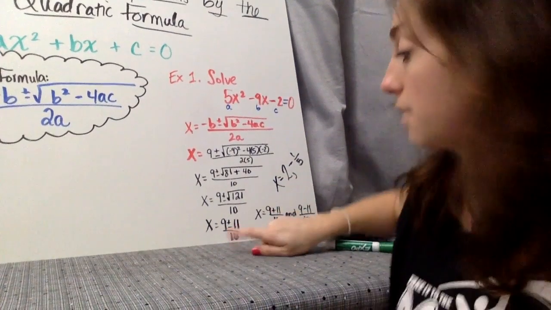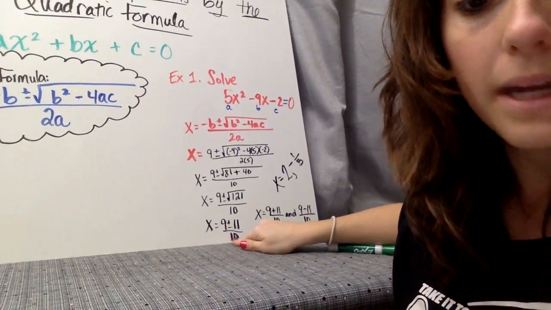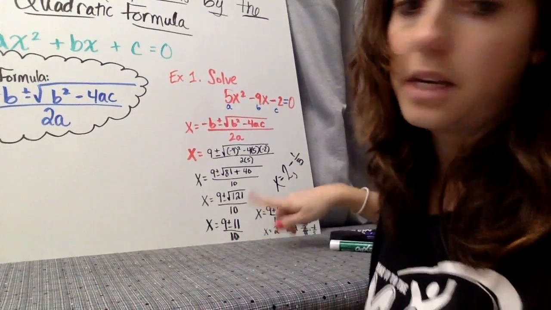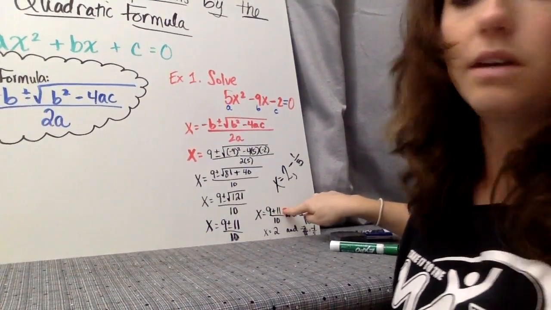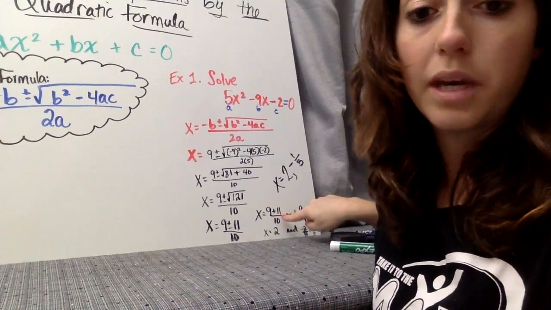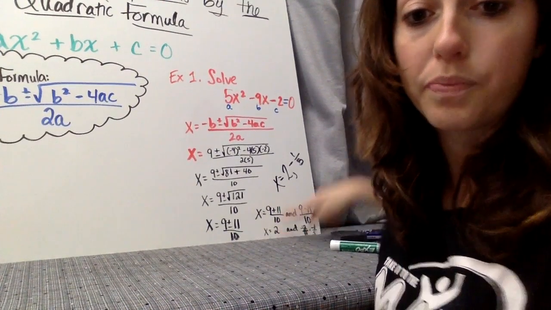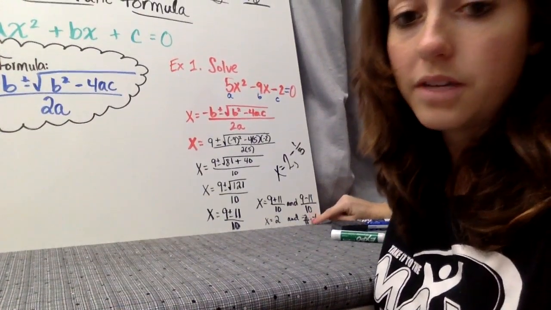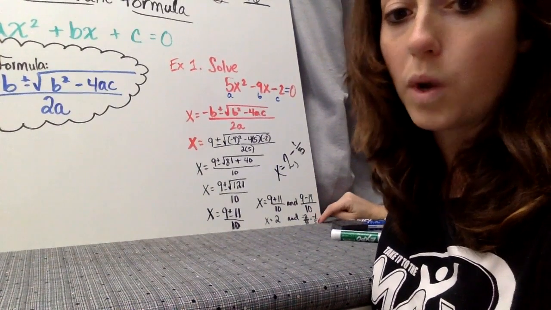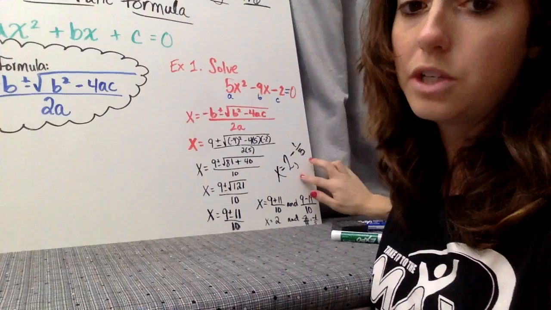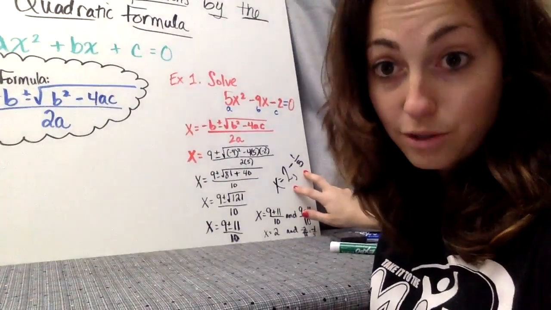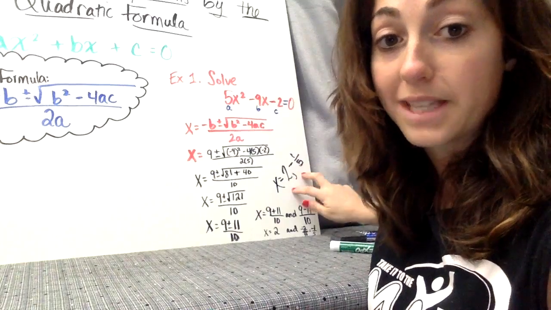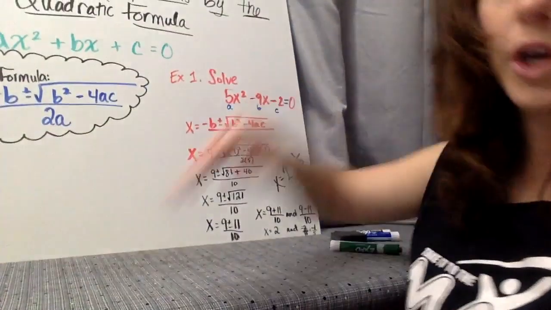So I have two things. I've got 9 plus 11 divided by 10 and 9 minus 11 divided by 10. So I have 9 plus 11, that's 20. 20 divided by 10 is 2. I have 9 minus 11, that's -2 divided by 10, which is -1/5 when you reduce it. So my two solutions, my two x-intercepts, are 2 and -1/5. And that's my answer when we solve. Good.